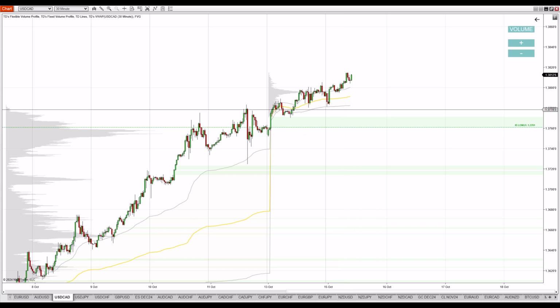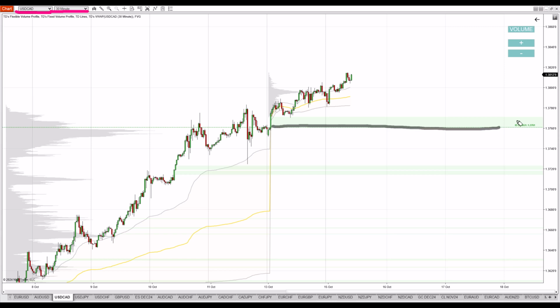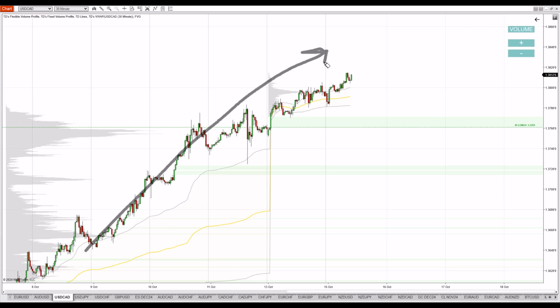So what you see before you, this is a 30-minute time frame of the US dollar, Canadian dollar, and that level that I wanted to talk about is in here. It is at 1.3761, and if you look at the Canadian dollar here, you can see that there's a strong uptrend. When there's an uptrend like that, I'm only looking for long trades, such as this one.